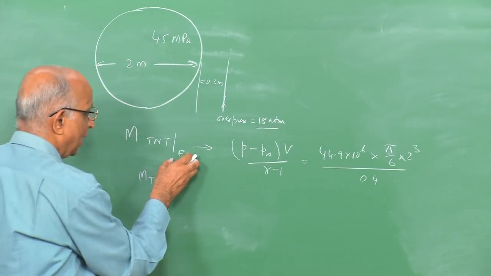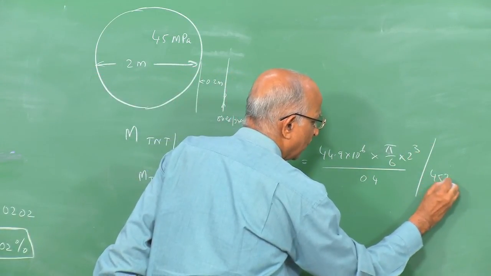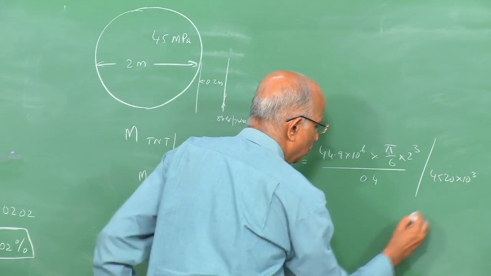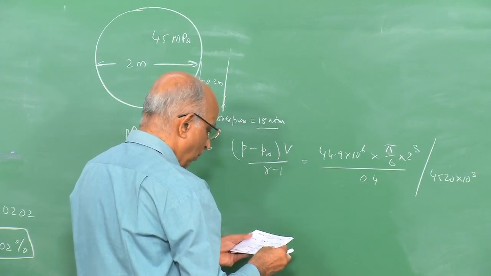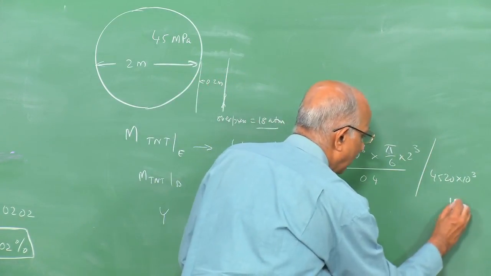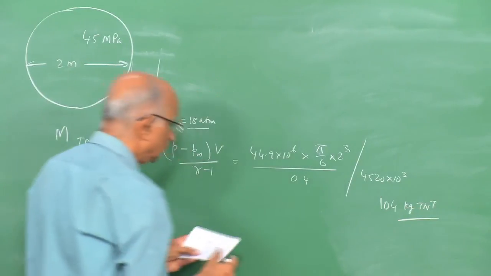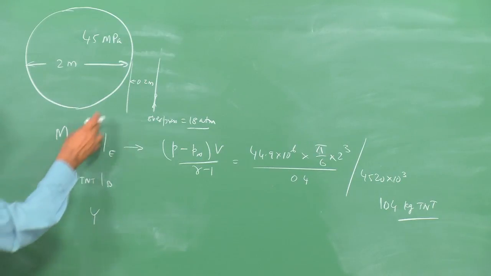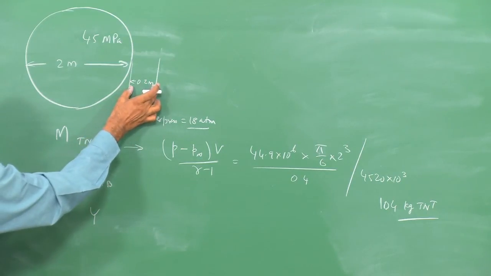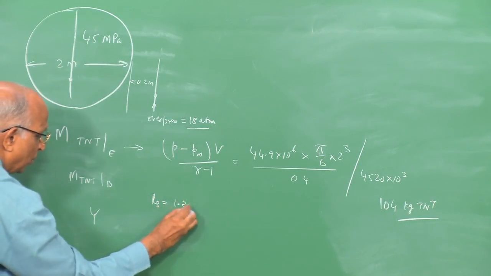I have to convert it to energy of mass of TNT, therefore I divide this by 4520 into 10 to the power 3 joules, and this gives me, based on energy basis, 104 kg of TNT. Now I have to calculate the effect of the blast, and what do I do? I do a similar exercise, namely at a distance of 2 meters away. Now my center is over here, therefore my Rs is equal to 1.2 meters.